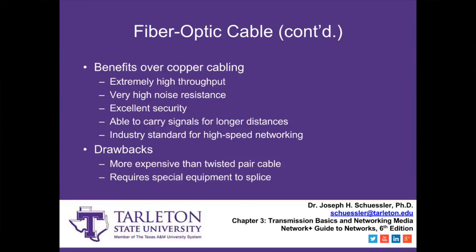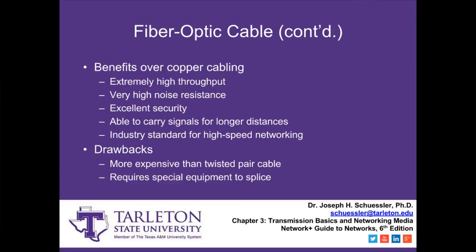So the benefits of fiber optic over copper cabling, well, the big one is throughput. Lots of data, very fast. It's also highly resistant to noise. So electromagnetic interference, for example, does not affect fiber optic cable. So if you're in an environment that has lots of machinery going, lots of motors, lots of electrical components, and you're talking about mission critical systems, fiber optic may be a way to go.